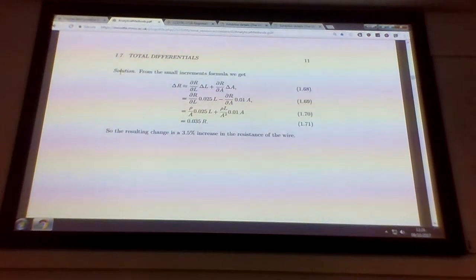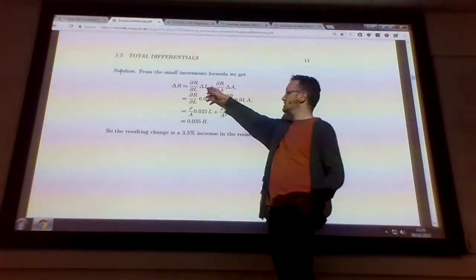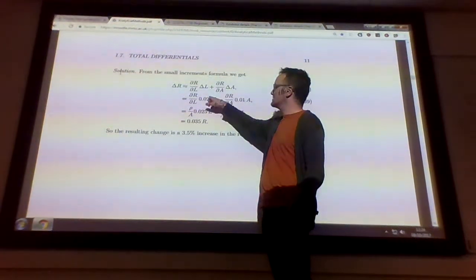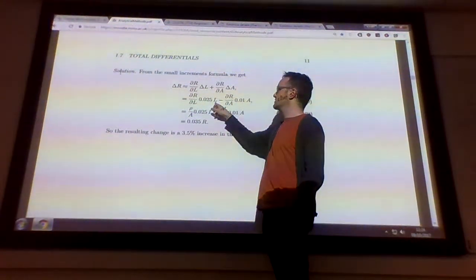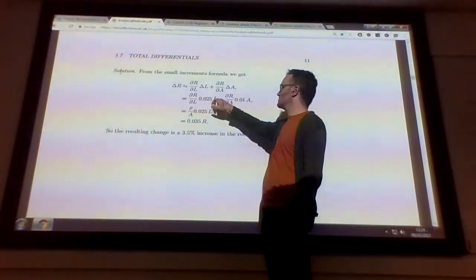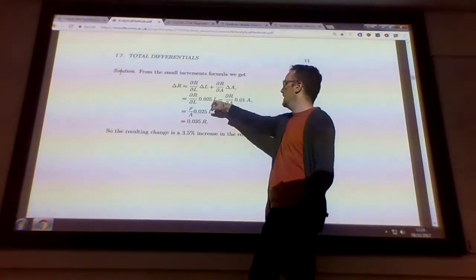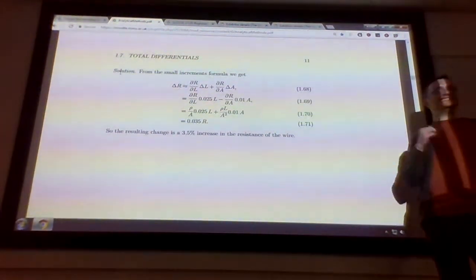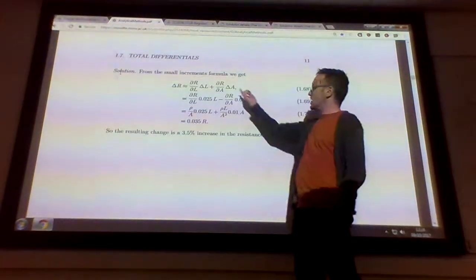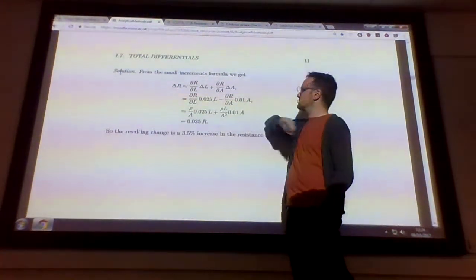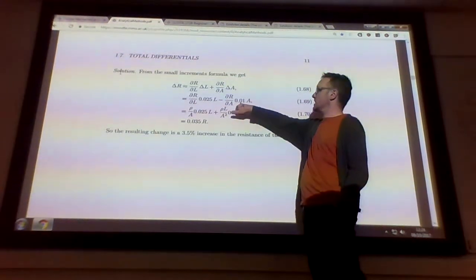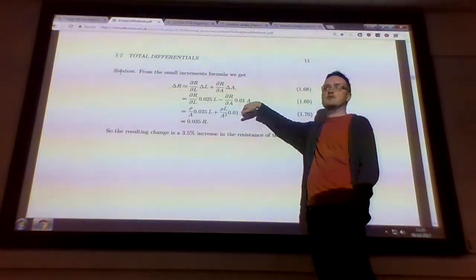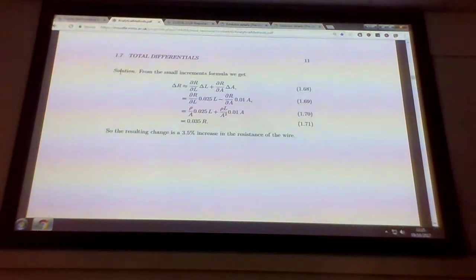The length, we're told, is increasing by 2.5%. So what's the actual change? Delta L in the length is going to be an increase, so a positive multiple of its current length: 0.025, that's your 2.5%, times L. And for the cross-sectional area, the information says it decreases by 1%. So the change, delta A, is a negative quantity because it's decreasing, and its change is 1% of its current value, 0.01 times A.